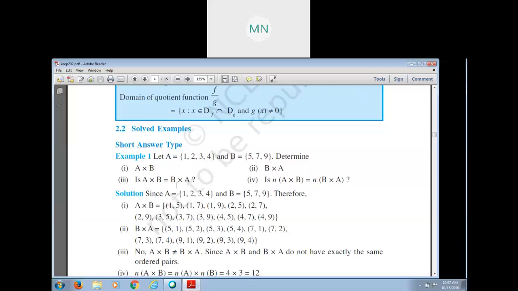Okay. Now from these two sets, A equals 1, 2, 3, 4, and B equals, suppose, 5, 7, 9. Can you find A cross B? It is easy.